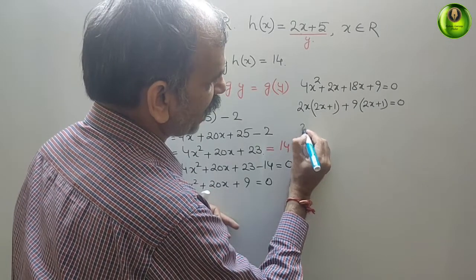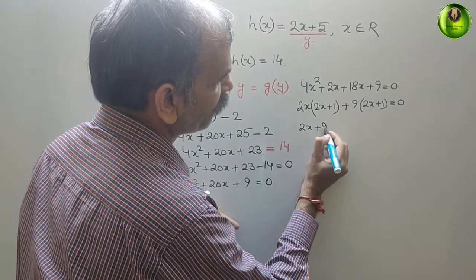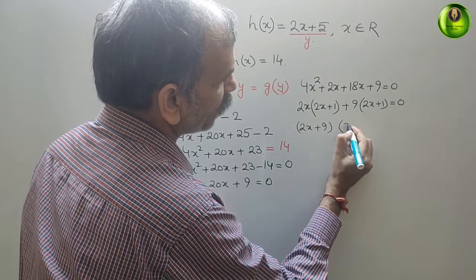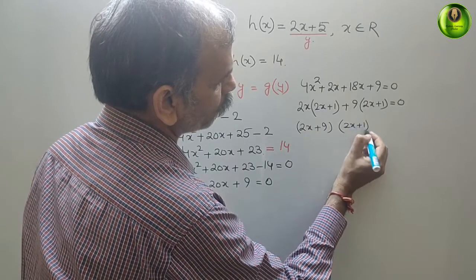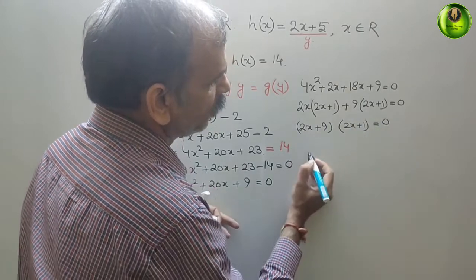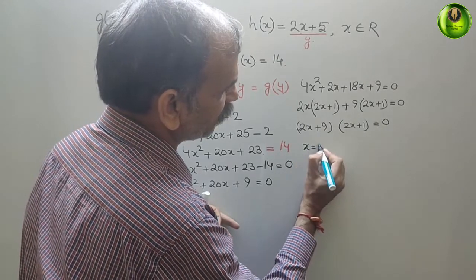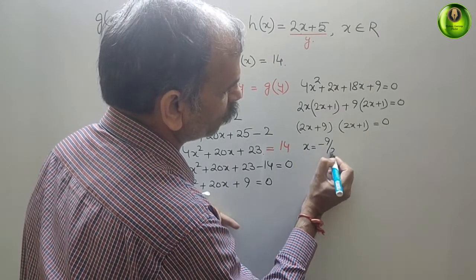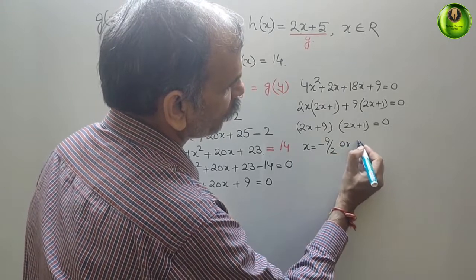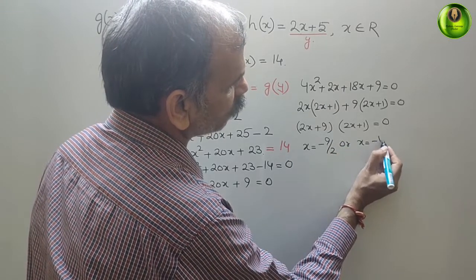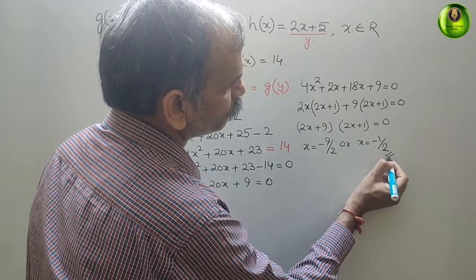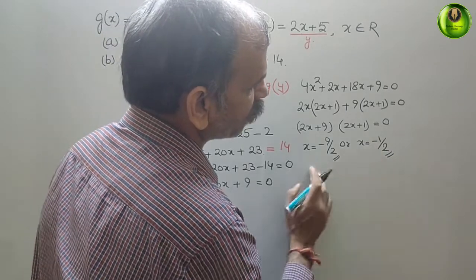Now the factors are 2x plus 9 and 2x plus 1, that is equal to 0. Therefore, what is your x? We can say x is nothing but minus 9 by 2, or x is equal to minus 1 by 2. So these are your two values.